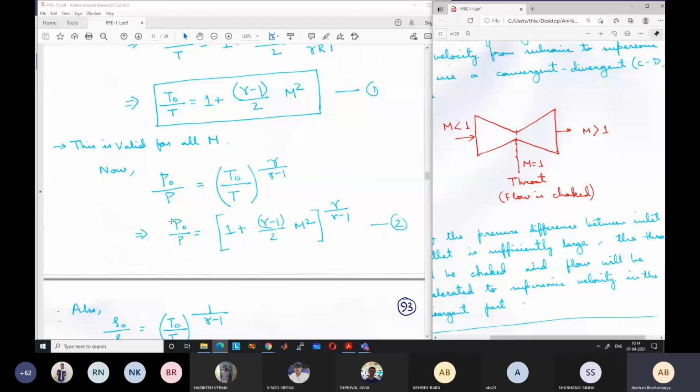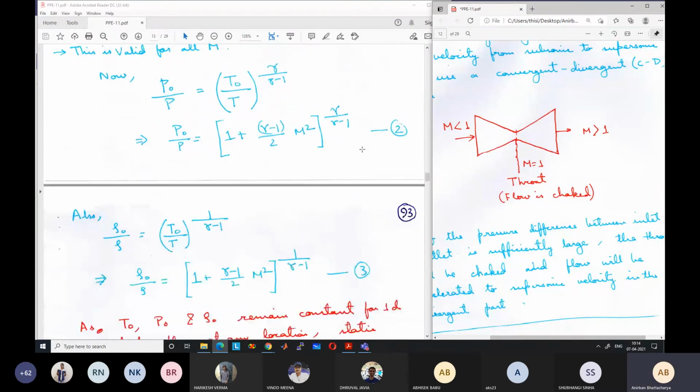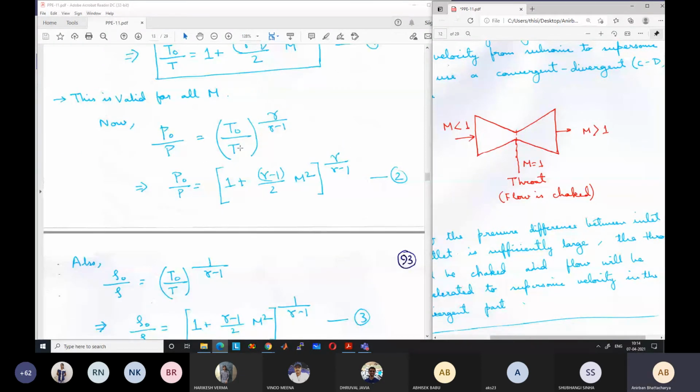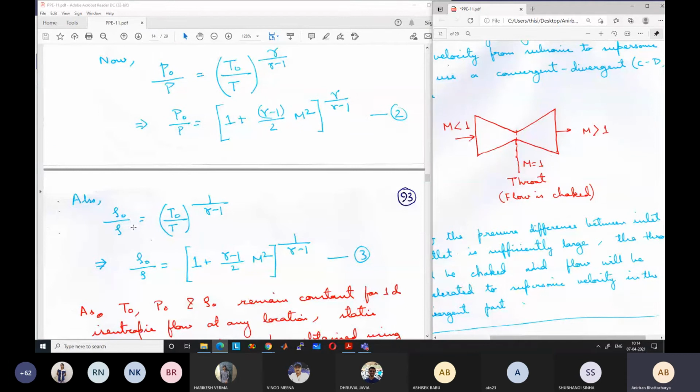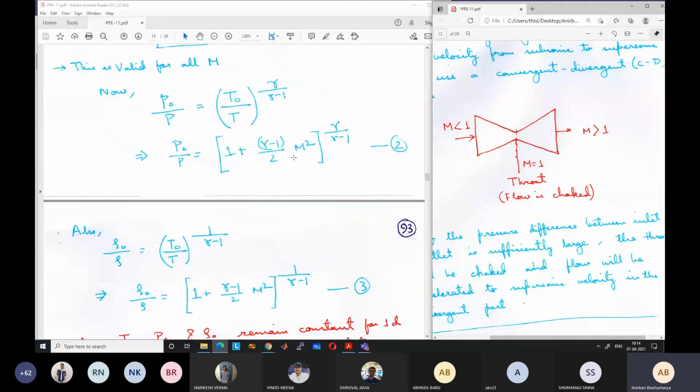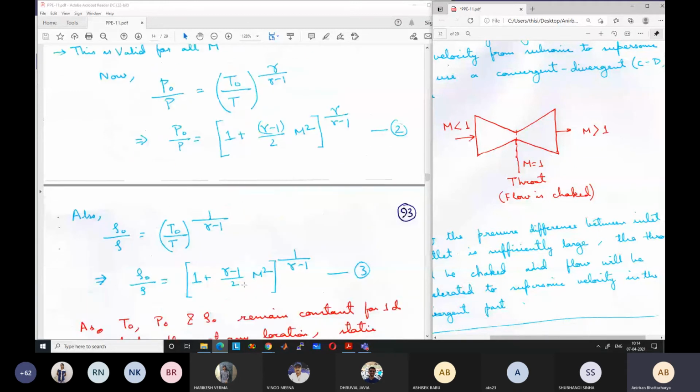Similarly, density is also related for isentropic flow: rho 0 by rho is equal to T0 by T to the power 1 by gamma minus 1. From the previous relation we can derive rho 0 by rho is equal to 1 plus gamma minus 1 by 2 M square, whole to the power 1 by gamma minus 1. So all the properties we can derive based on the inlet properties. I will summarize this; I have already written it here.